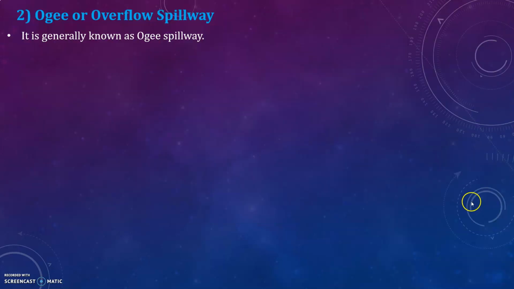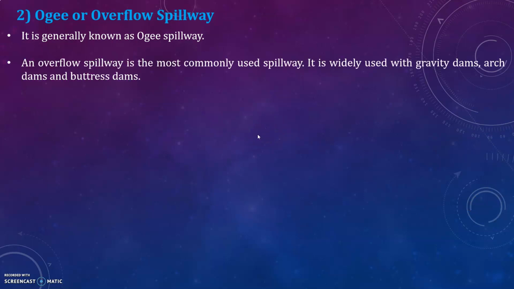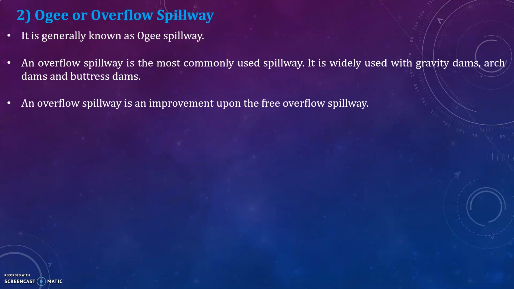Second one, an ogee or overflow spillway. It is generally known as ogee spillway. An overflow spillway is the most commonly used spillway. It is widely used with gravity dams, arch dams and buttress dams. An overflow spillway is an improvement upon the free overflow spillway.